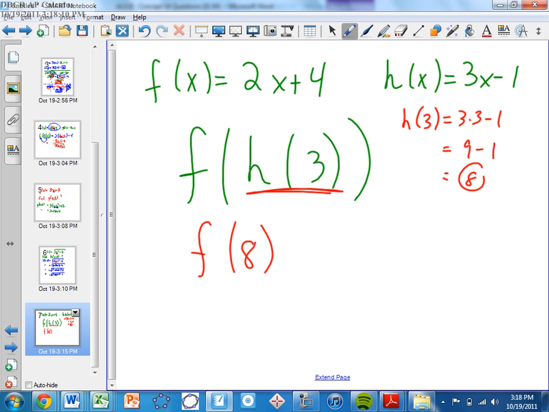Again, we evaluated H of 3 a second ago, didn't we? H of 3 was 8. So if H of 3 is 8, replace the H of 3 with an 8. Now do F of 8. So we're going to get 2 times 8 plus 4, or 20.